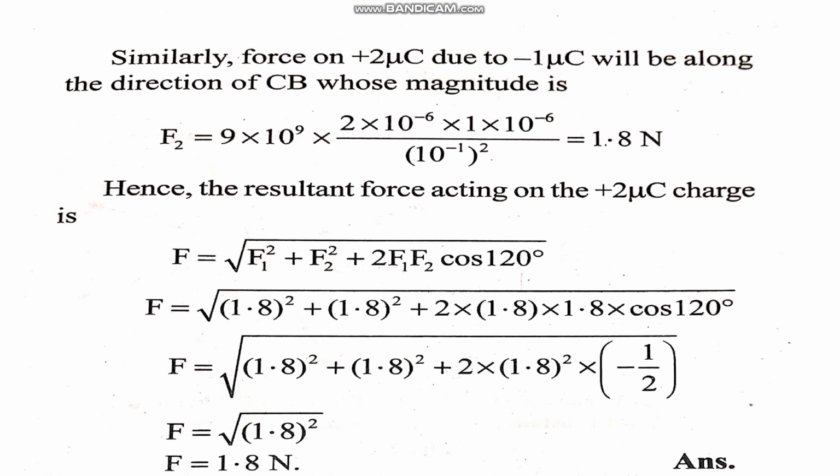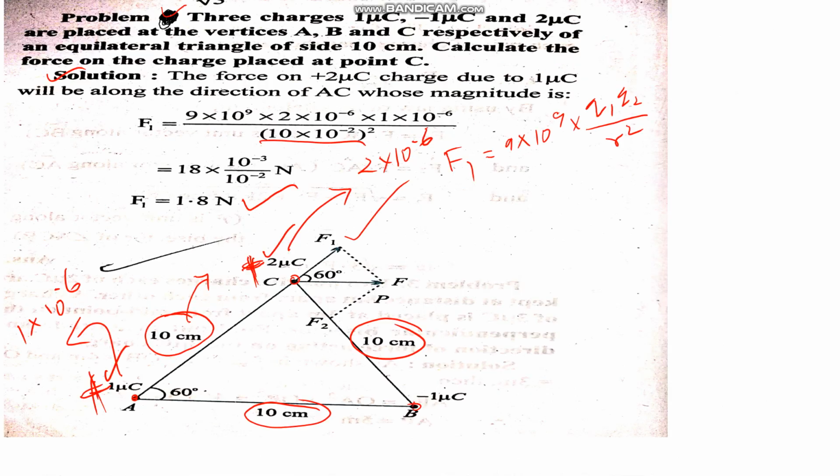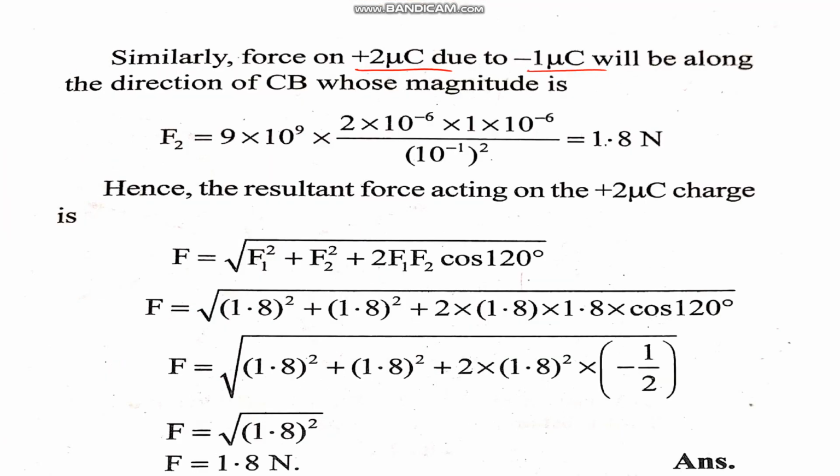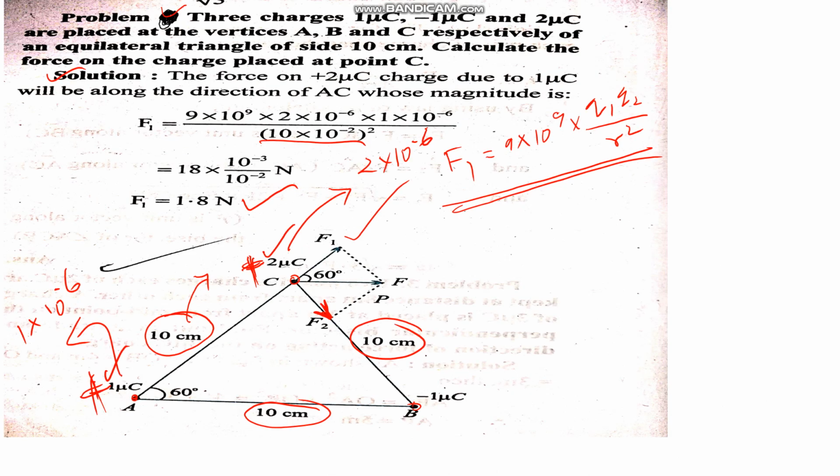Now similarly, we have to find the force between plus 2 microcoulomb and minus 1 microcoulomb. As we can see here, one is negative and another one is positive, so the nature of force will be attractive. So the direction of force will be in this direction. Now by applying the same formula to the charges 2 microcoulomb and minus 1 microcoulomb, we will get the value of force 1.8 Newton.